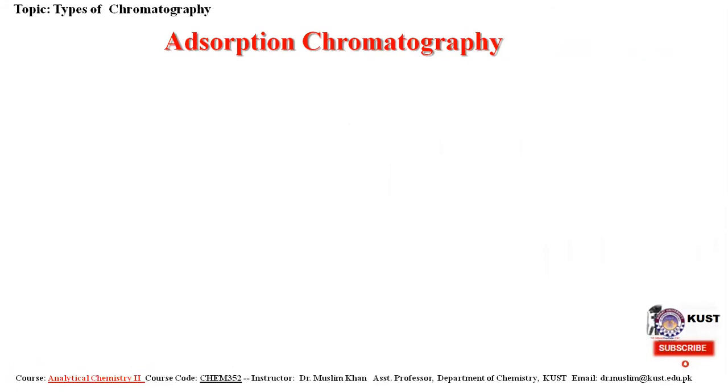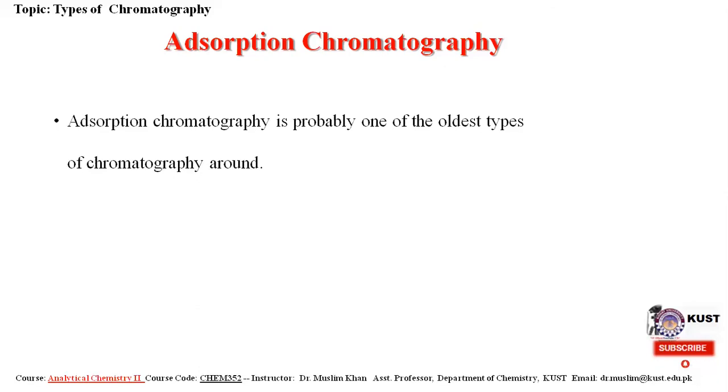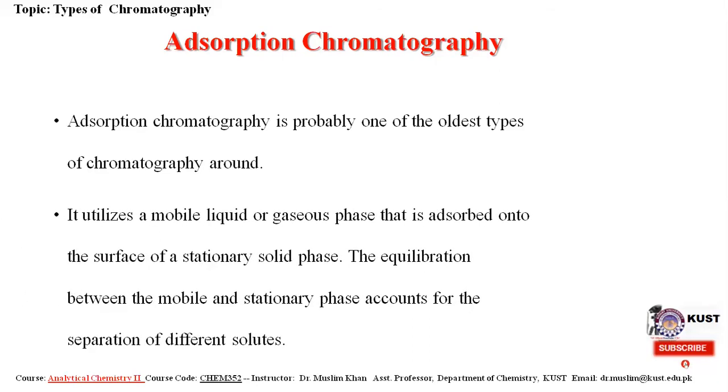The next one is adsorption chromatography. We have also already discussed this in detail. This is one of the oldest types of chromatography around. Adsorption chromatography utilizes a mobile liquid or gaseous phase that is adsorbed on the surface of a stationary solid phase. Basically, the equilibration between the mobile and stationary phase accounts for the separation of different solutes, exploiting the adsorption behavior of the stationary phase.